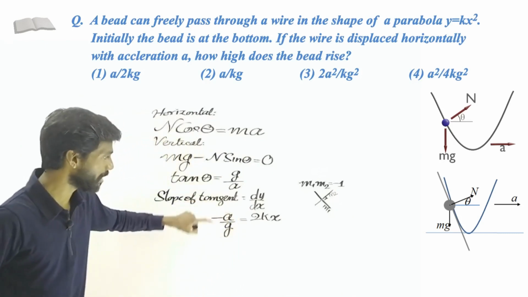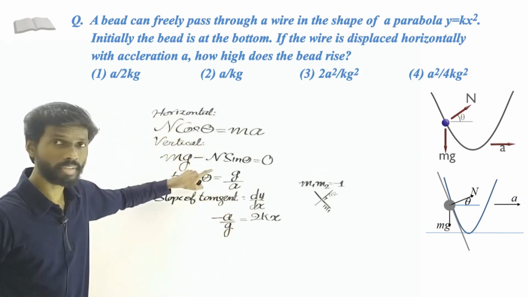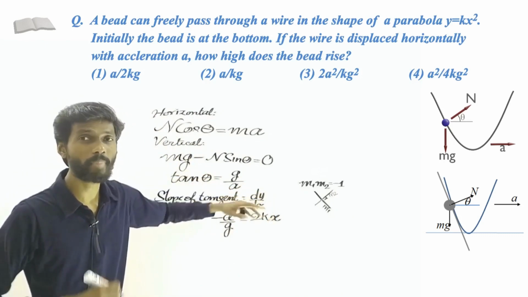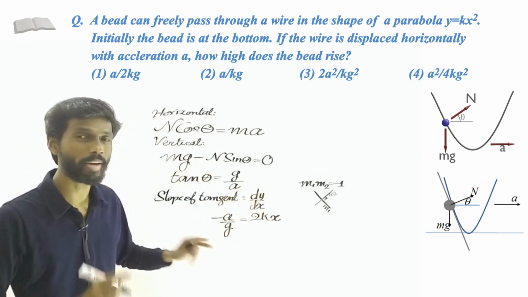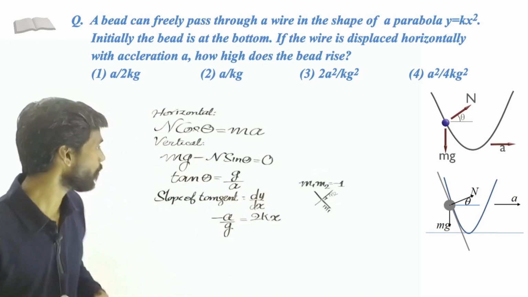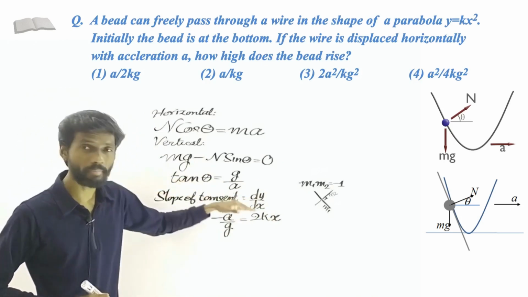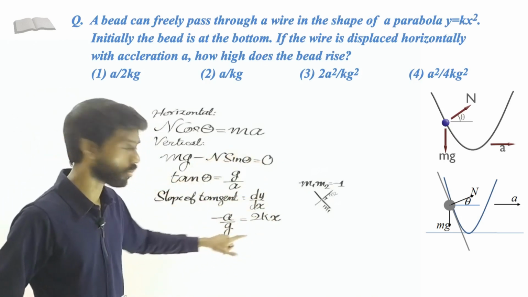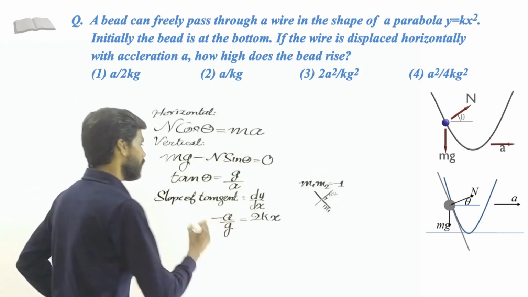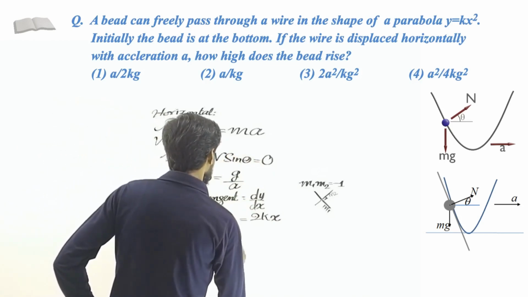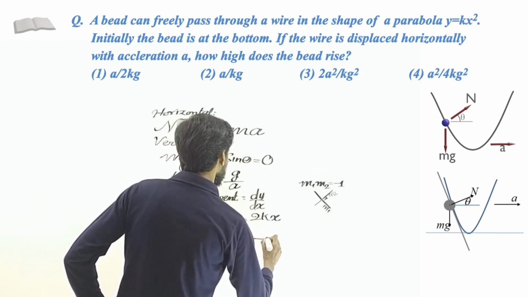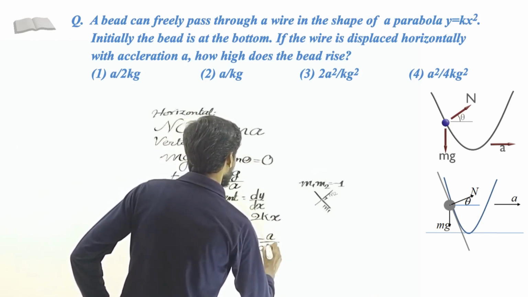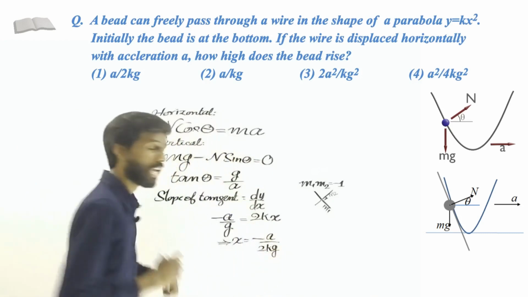So minus a by g is the slope of tangent from this, and we also found the slope of tangent by another method, using the derivative. By two methods we found the slope of tangent: one by the slope of normal and one by using the derivative. So this will give you the value of x. So x equals minus a divided by 2kg. So the x value is found.